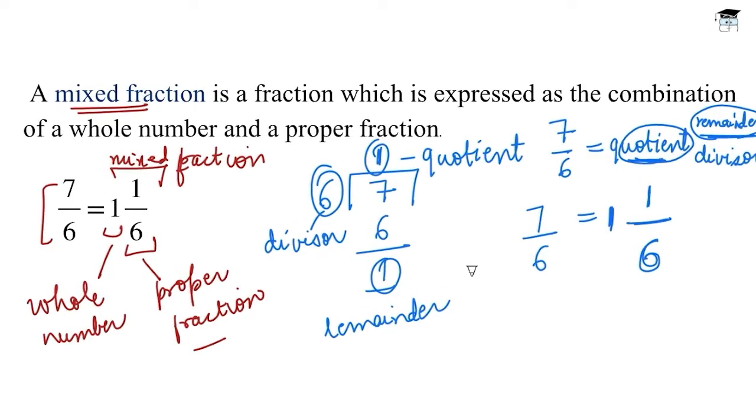So how can you convert a mixed fraction into an improper fraction? To convert a mixed fraction into an improper fraction, you have to follow 2 easy steps. So here we are going to convert 1 by 6 back into the improper fraction, that is 7 by 6, and this can be done by 2 easy steps. So in the first step we have to multiply the denominator with the whole number.